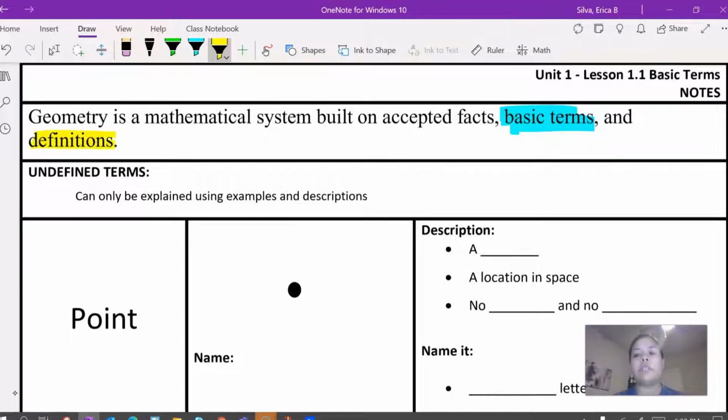Welcome to geometry. Now, geometry is a mathematical system that's based off of facts, acceptable facts, basic terms, and definitions. Those are the two things that we're gonna be talking about today in this lesson. So let's first talk about our defined and undefined terms.